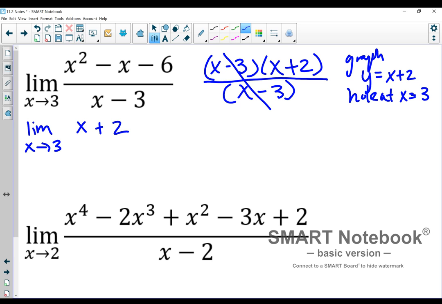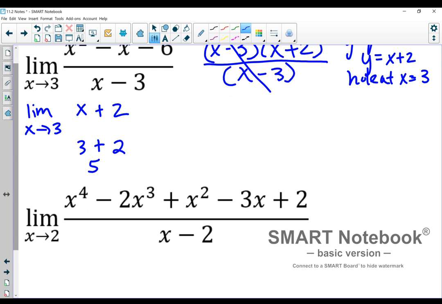But when we're doing limits, we don't really care that there's a hole, do we? With a limit, it's just got to be close. So I'm going to only work with x plus 2 here, and I'm going to substitute 3 in now for my x, and 3 plus 2 would be 5. So my limit of x plus 2 as x goes to 3 is just going to be 5.